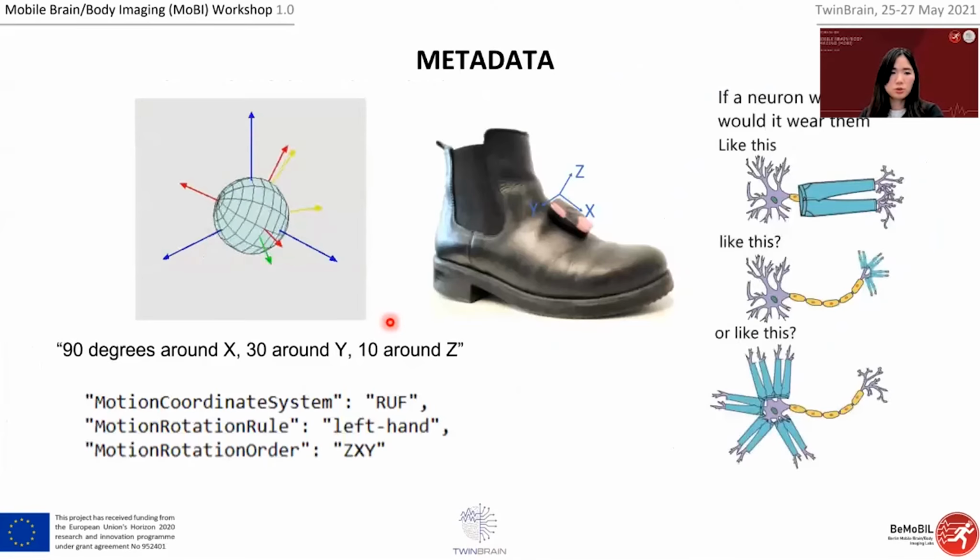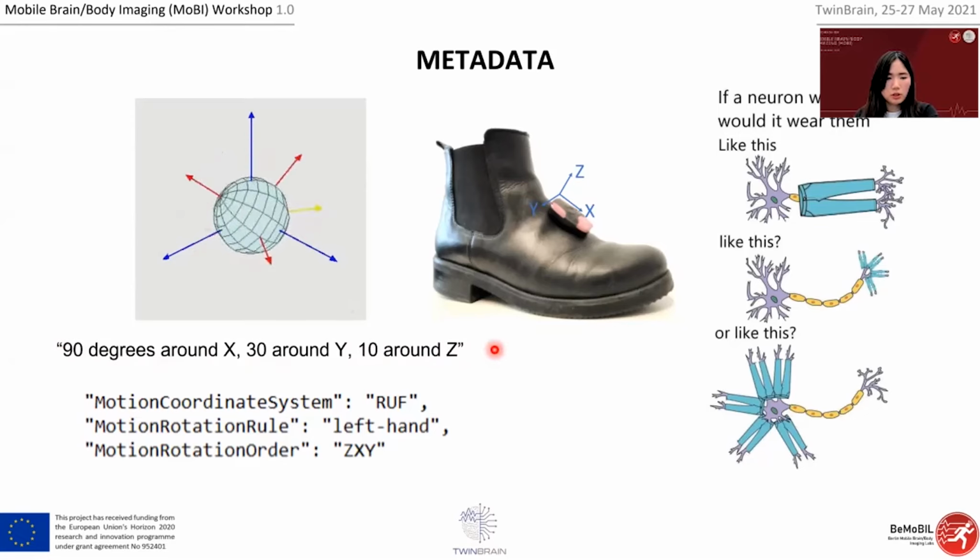So the solution to this is to provide rich metadata, and this is what this can look like. If you are describing an orientation of an object, you might say something like the following. The object was rotated 90 degrees around X, 30 degrees around Y, 10 degrees around Z axis. This is the Euler angle representation.